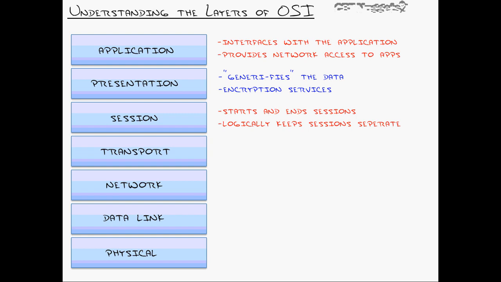Now, the session layer is what starts and ends your session. Like when I first access a web server, it says, hey, I'm ready to begin a session. Let me communicate with you. And it keeps all the sessions separate. For example, on your computer at home, you might have 5 different applications open at the same time talking across the network. You have to have some kind of system that allows the right data to go to the right program, and that's the function of the session layer.